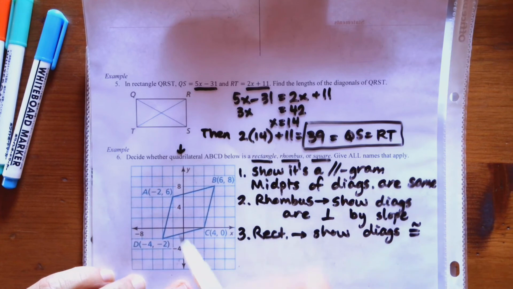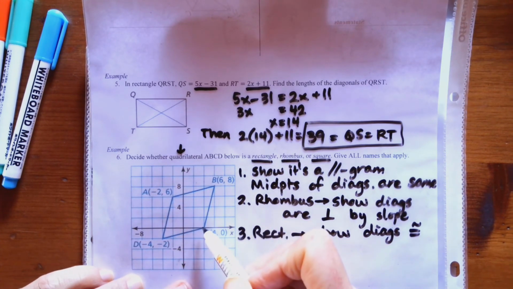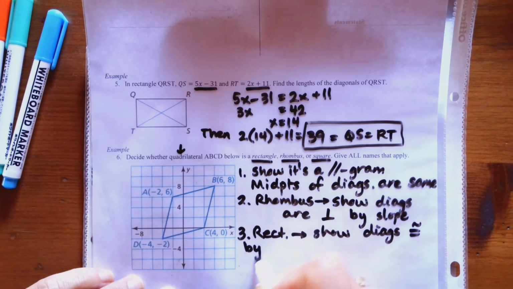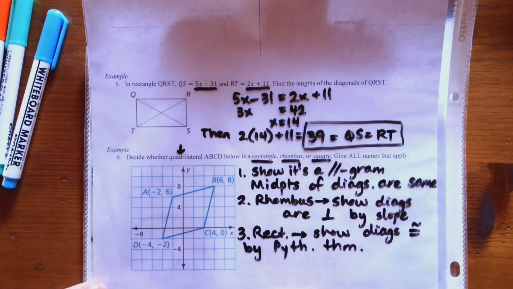Now it's actually not that bad, because when you go like this, you actually have a right triangle if it's a rectangle. So you can use the Pythagorean theorem. That's just a squared plus b squared equals c squared. So that's much easier. So show it's a parallelogram, show it's a rhombus, show it's a rectangle or not.